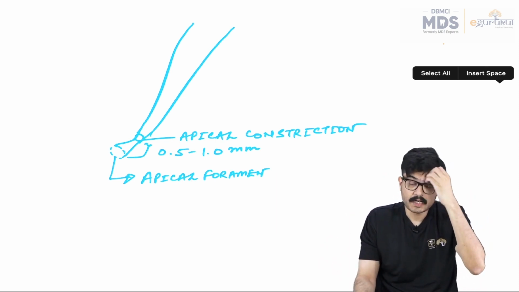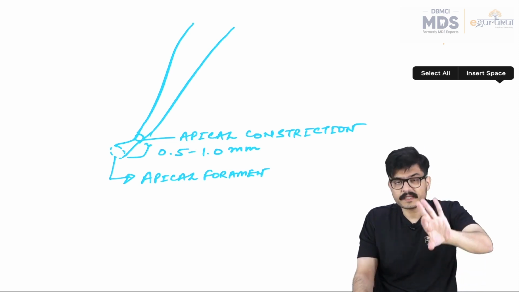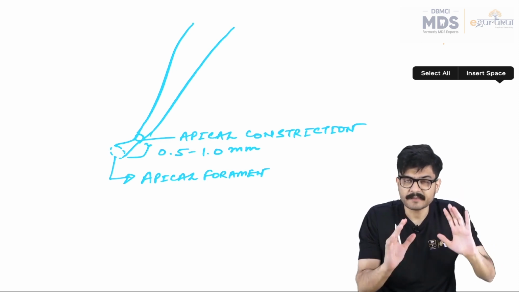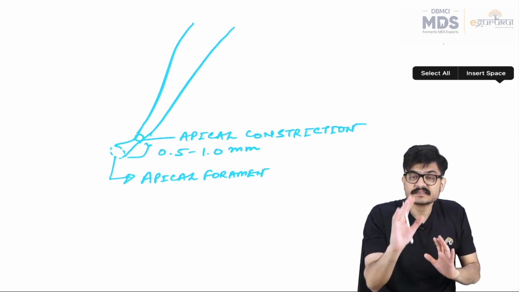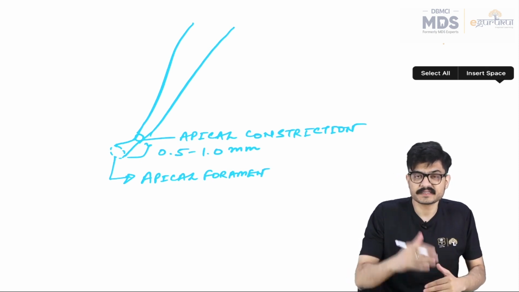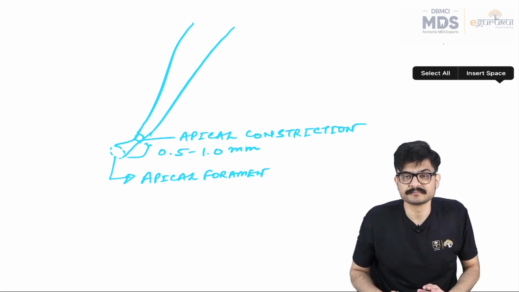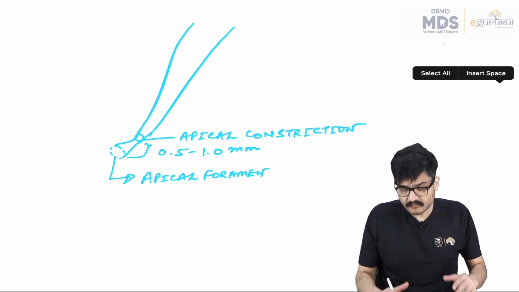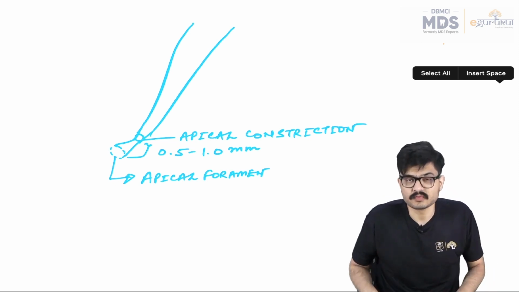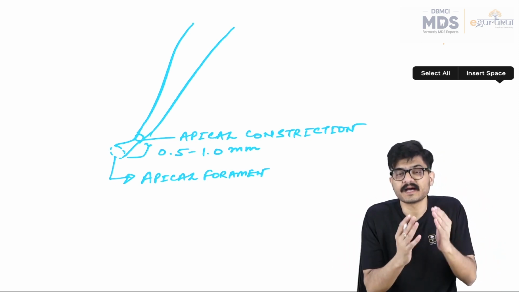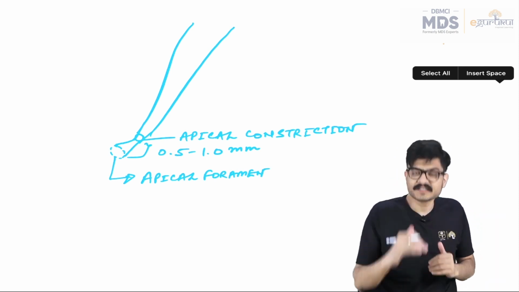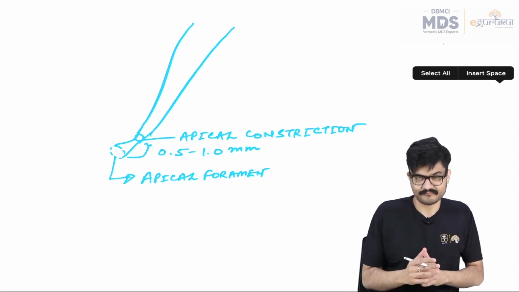That's number 1 point. Number 2, normally it is the apical constriction which more or less, not every time, coincides with the cemento-dentinal junction. What is that? It is the point at which dentine ends and cementum starts. So in other words, the cementum is not just located on the external surface of the root. It goes inside the canal up to a distance of 0.5 to 1 mm, that is up to the apical constriction, usually.